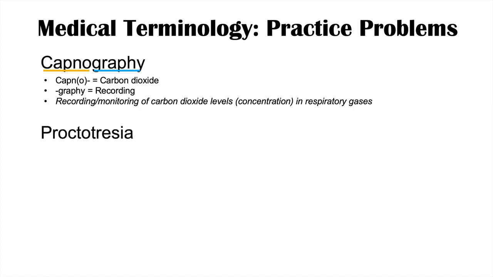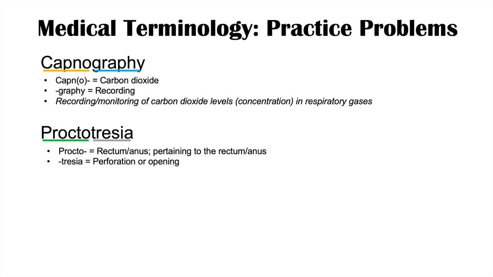The next word is proctotresia. So again, we break this word down. Procto refers to the rectum or anus or both oftentimes. Tresia is actually a perforation or an opening, and we can think of it as a surgical opening as well. So proctotresia, when we put this all together, is actually perforation or opening of the rectum/anus, and it's usually a surgical procedure for an imperforate anus in babies. So proctotresia is actually a surgical procedure to make a perforation or opening of an imperforate anus.